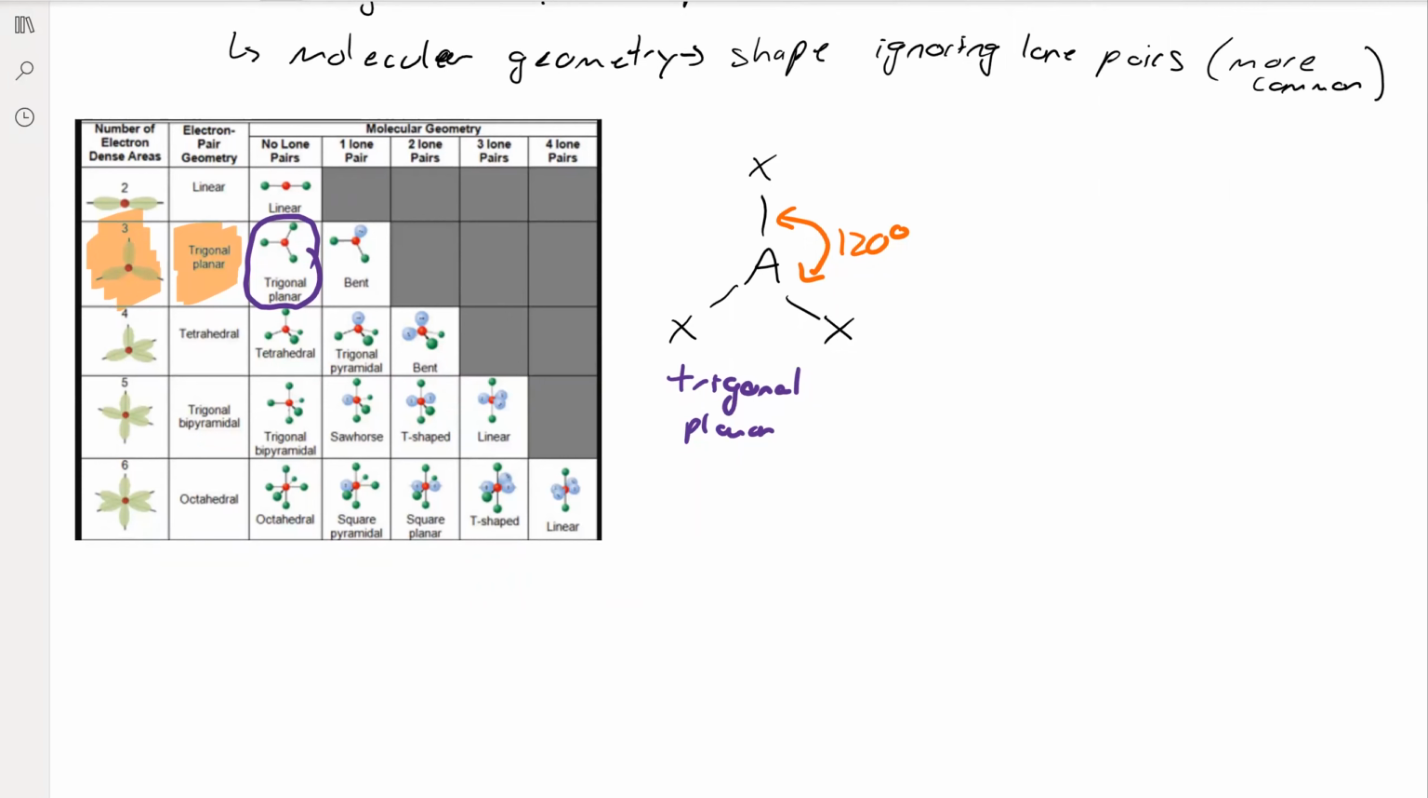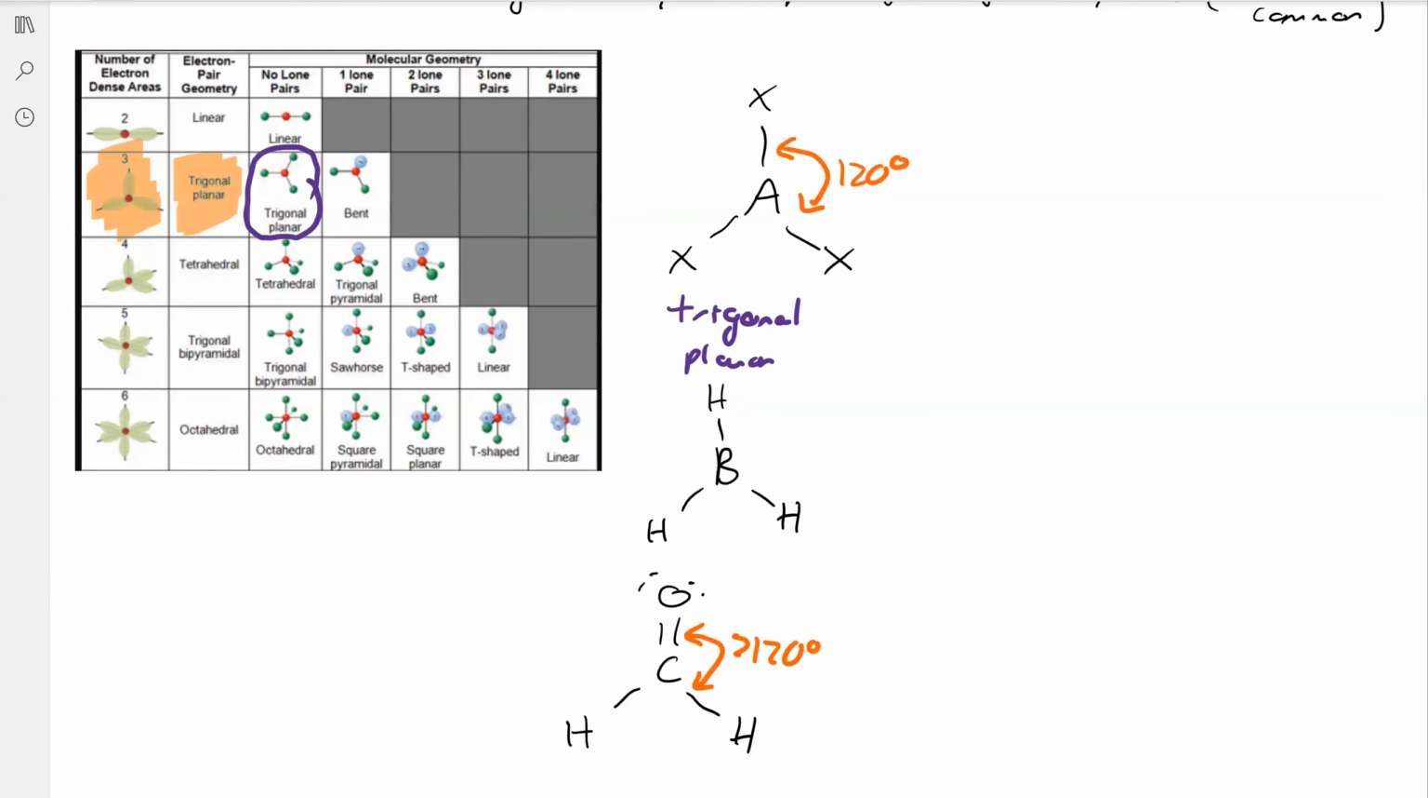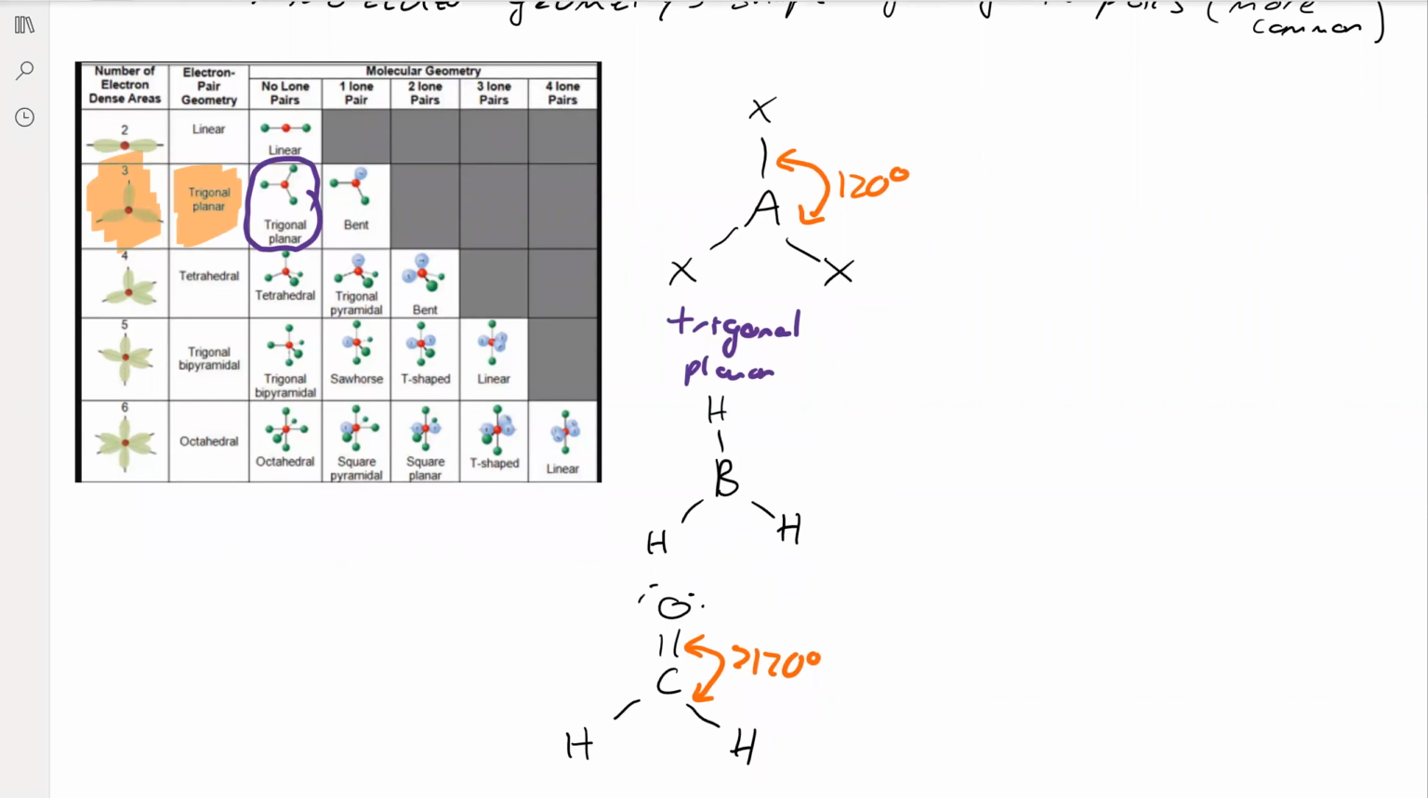So BH3 is an example of this. Or something like formaldehyde. You can see that the central carbon has 3 things attached to it, none of which are lone pairs. Note that double bonds repel more than single bonds. And so if you took a look at this bond angle right here, it'd be slightly greater than 120 degrees because that double bond is repelling more than a single bond. And that makes sense. Double bonds have more electrons than single bonds.